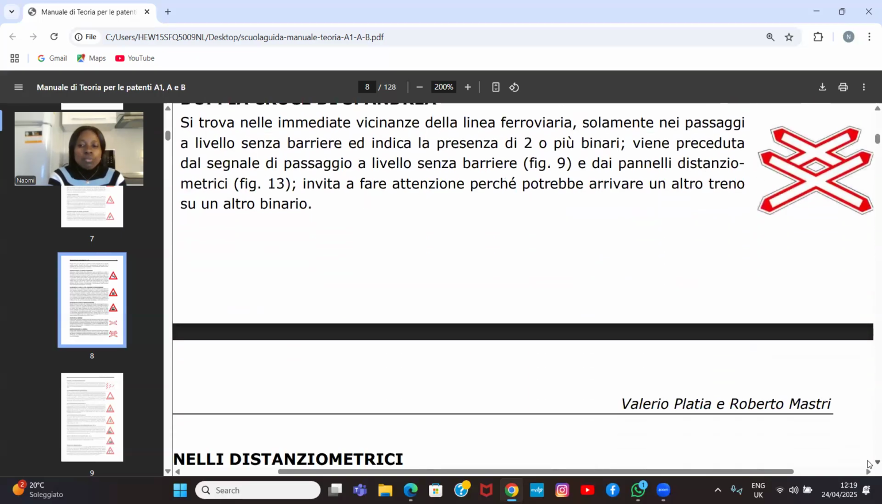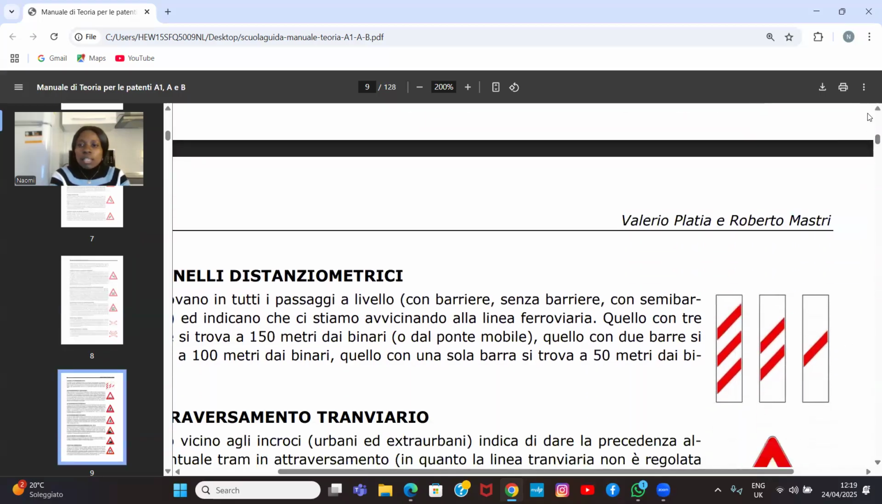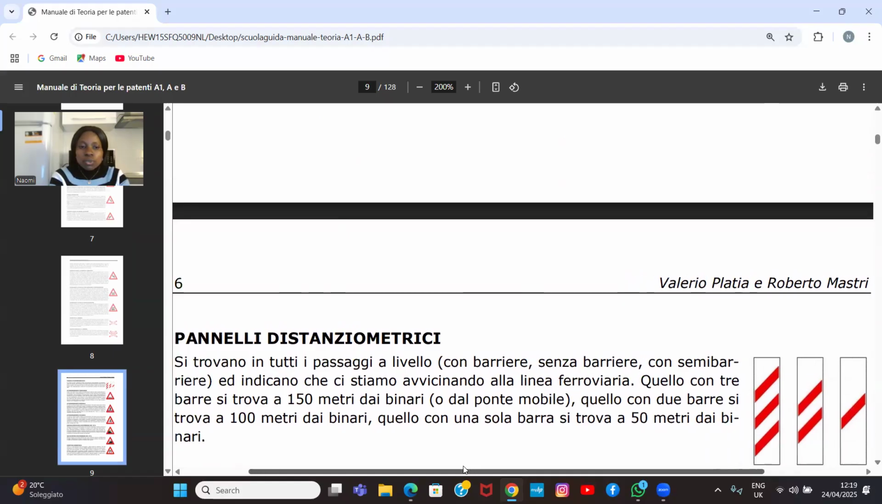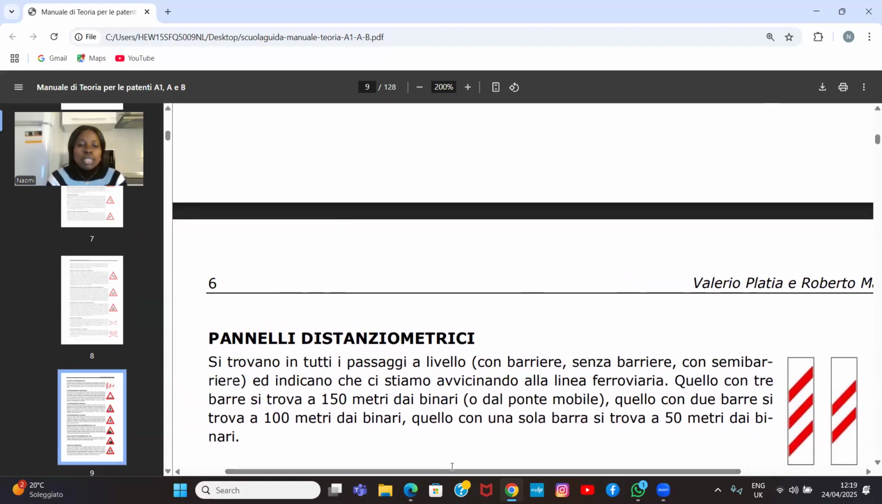Now let's move to the next one, which is Pannelli Distanziometrici. Now we're going to read through to understand what each pannello stands for. Si trova in tutti i passaggi a livello, con barriere, senza barriere, con semi-barriere. You see? Now you see these pannelli in all the passaggi a livello. Meanwhile, I told you before that Croce di Sant'Andrea, you only see it in passaggio a livello senza barriere, but you don't see it in passaggi a livello con barriere or con semi-barriere. But here, pannelli distanziometrici, you see it in all the passaggi a livello.